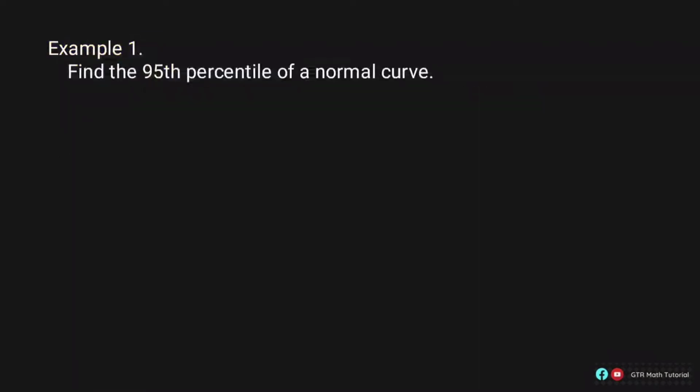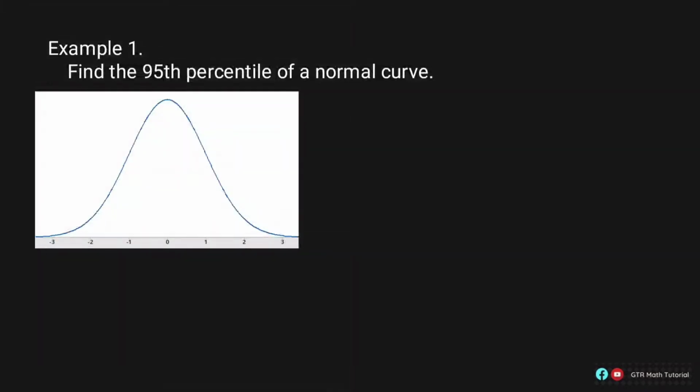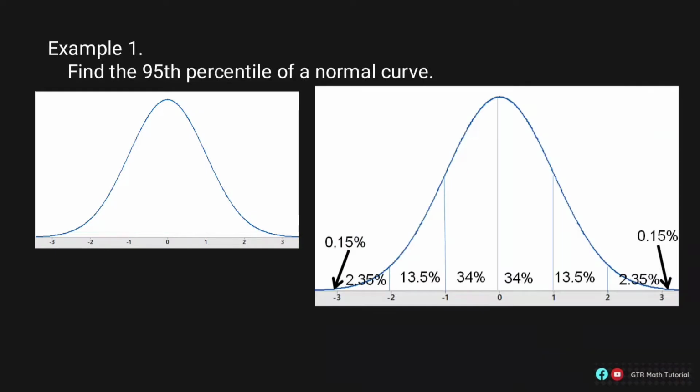Okay, so example. Example number 1, find the 95th percentile of a normal curve. So i-drawing muna natin ang normal curve natin. So this is the standard normal distribution. So to estimate kung nasa ano yung z-score ng 95th percentile, so recall natin yung empirical rule. So here are the percentages according to empirical rule or 68, 95, 99.7% rule.